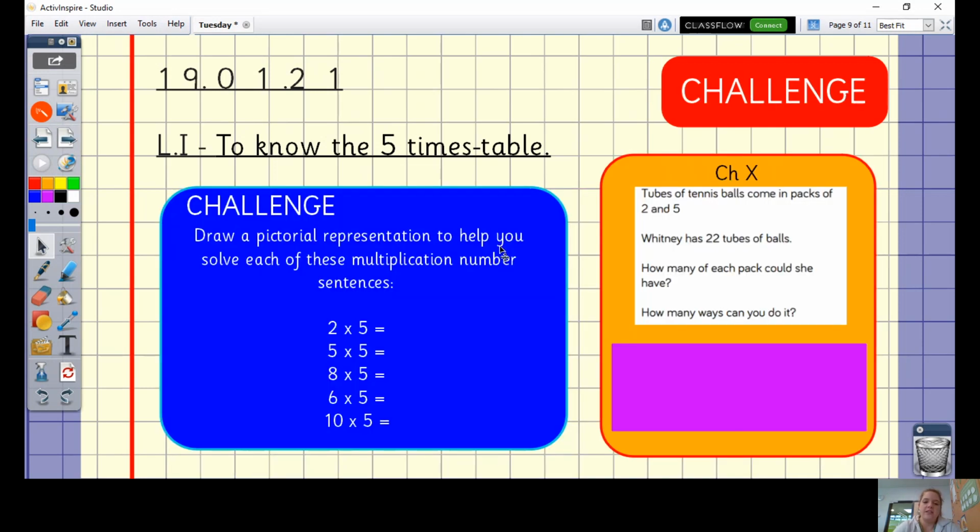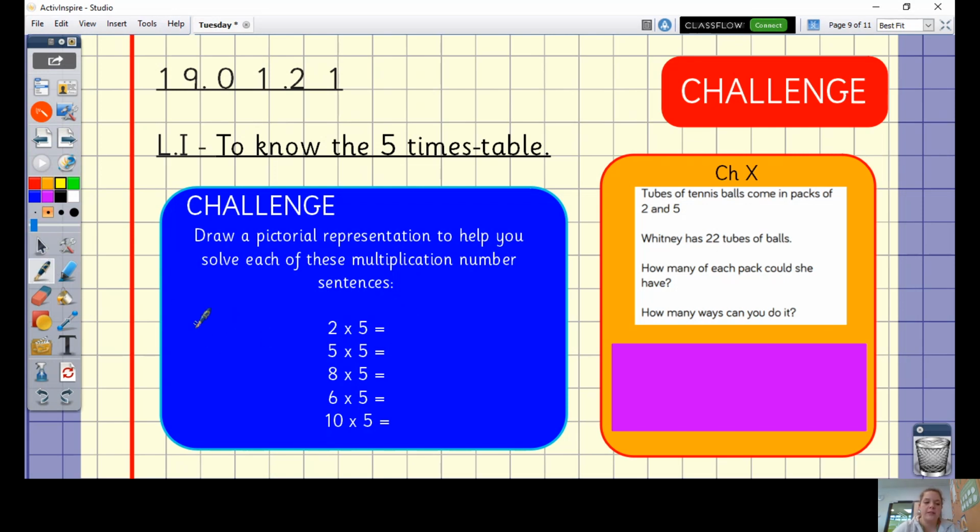Okay, so finally then, looking at our challenge. Now this challenge is the same as your challenge yesterday, but this time you're focusing on multiplication number sentences using multiples of 5. So for each number sentence, I want you to draw a pictorial representation to help you solve each of these number sentences. So for 2 groups of 5, I want you to draw 2 groups of 5.